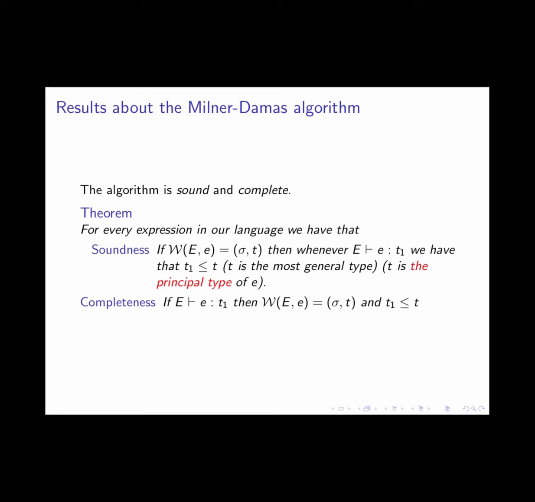Now, completeness means that if we know that E has some type T1, then the W algorithm will produce a T such that T1 is an instance of T. So whenever an expression is typable, we will find its type, or rather we will find a type that is more general than it. So these are very nice results about the algorithm, and these are the results that make the algorithm useful.